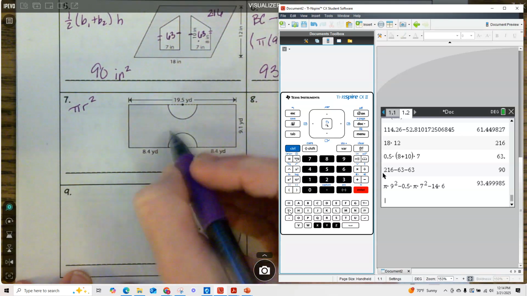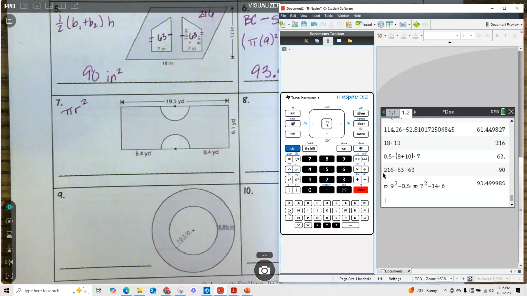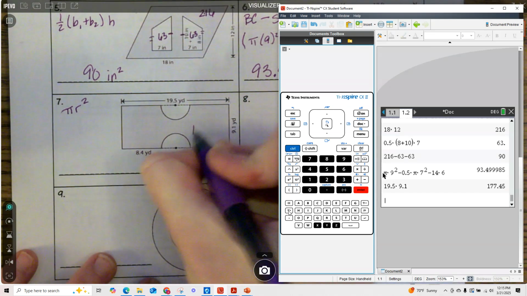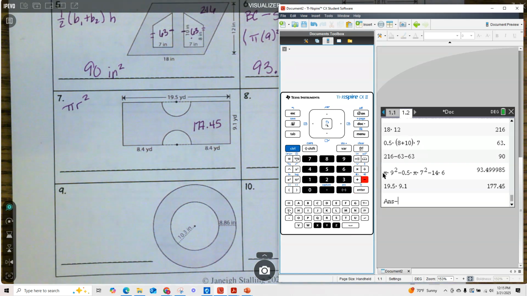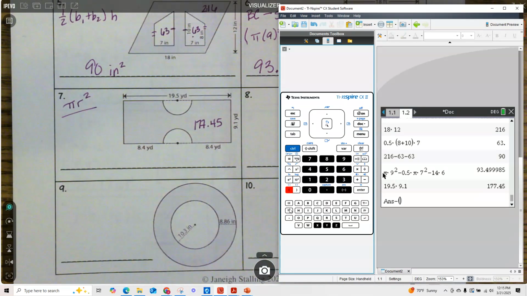So let's do the rectangle, the gray rectangle. How would I find the area of that one? 19.5 times 9.1. Okay, so that's the rectangle. Then from that, I need to subtract the circle. So again, I don't want to type, and here's actually how I'm going to do it, all in one line. The area of the circle I want to put in parentheses. Otherwise, it's just going to subtract one piece and not the other pieces, okay?